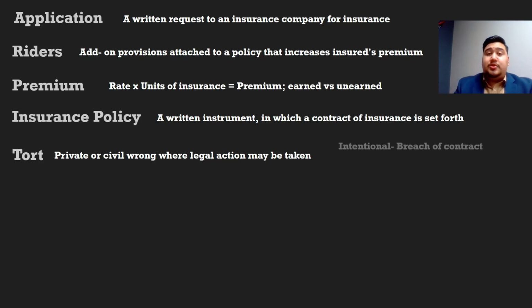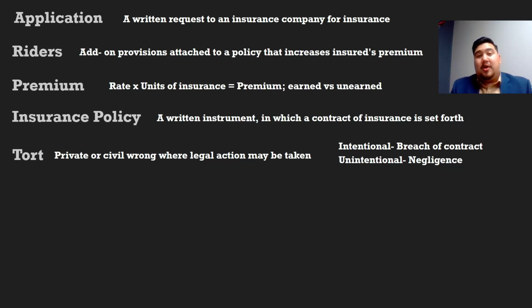So intentional tort is breach of contract. The company said they were going to cover you for a specific accident or event. That event or accident happens, and now they say they're not going to cover you. They just breached the contract. So now you can sue them or you can take legal action about that.